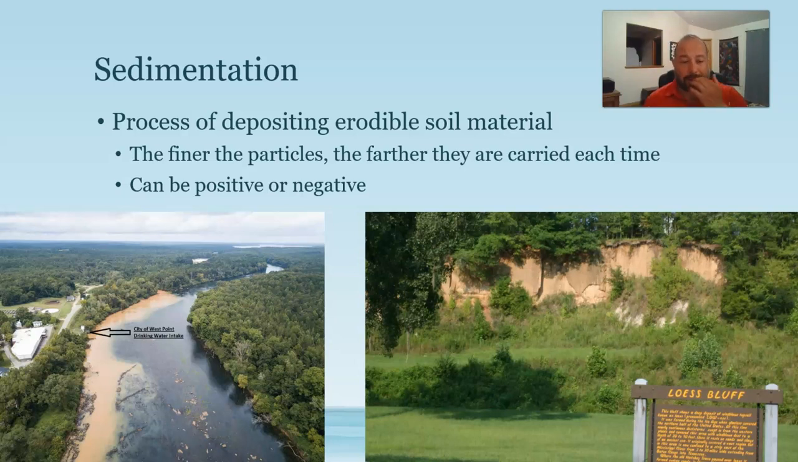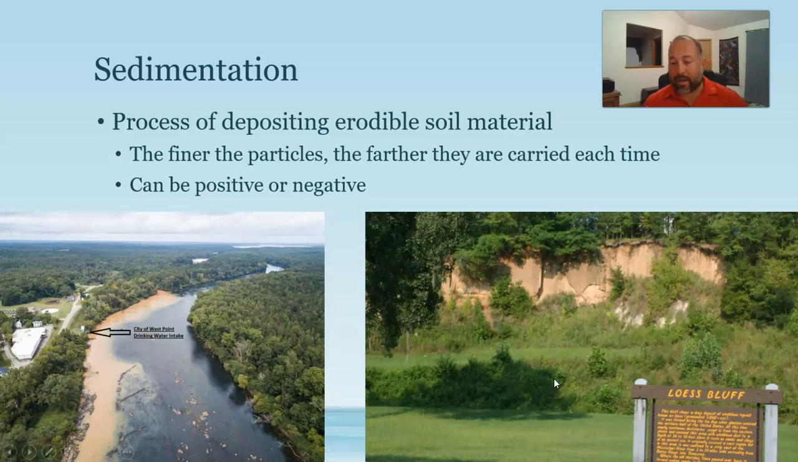Now, what's interesting about sedimentation is it can be a positive and a negative. So if we look at two examples here from the southeast, on the left here, I think this is what most people think of when they think of sedimentation. There's our nice Chattahoochee River by the city of West Point, Georgia, and you can see this is the city of West Point drinking water intake, but you can see how brown the Chattahoochee River is at this point in time because of all the sedimentation from soil erosion going into the river, and that's not great for that drinking water intake. You're going to have to filter that water quite a bit to make it potable.